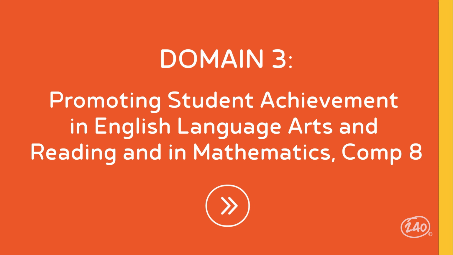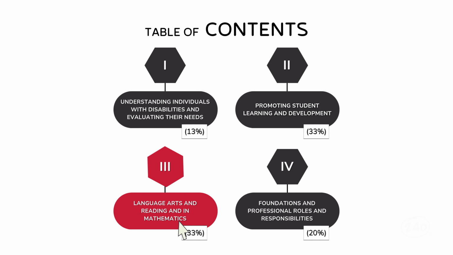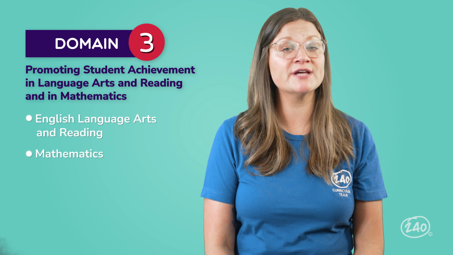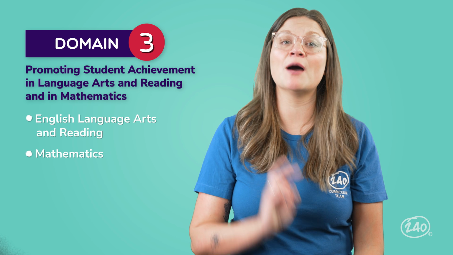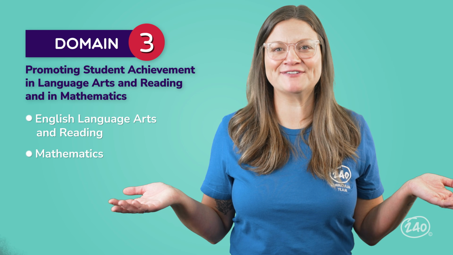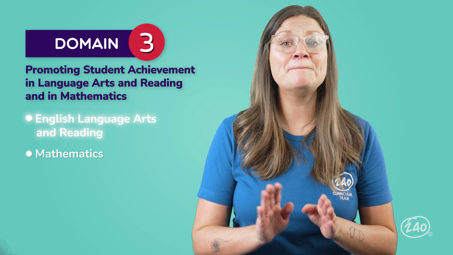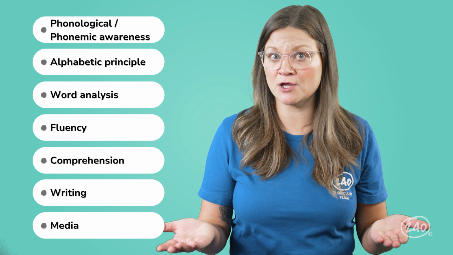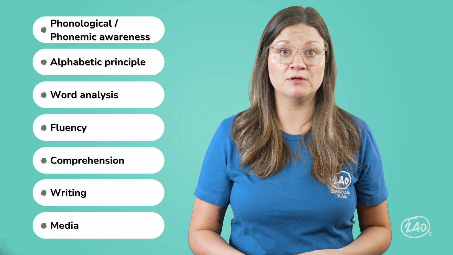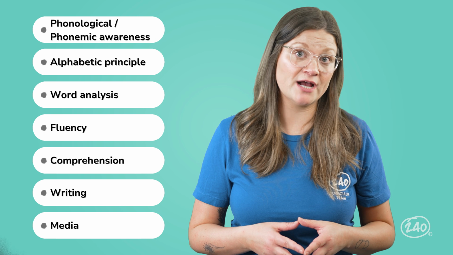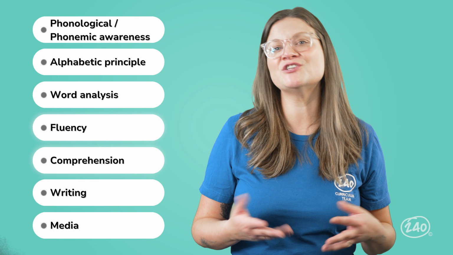All right, now on to the domain that covers English language arts and math. Domain 3 counts for 1/3 of your test score. It consists of two competencies, one for ELA and one for math. That's simple enough. Let's start with ELA. A big portion of this competency covers foundational reading skills, such as phonological and phonemic awareness, the alphabetic principle, word analysis, and fluency. Reading comprehension is also addressed, as well as writing skills and visual media.